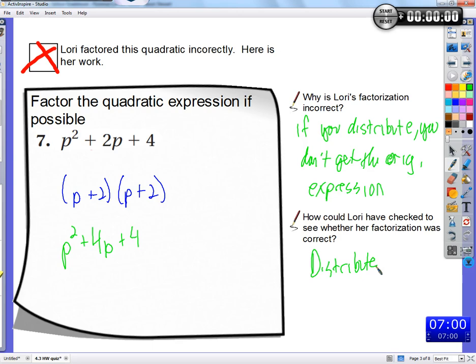How are we sure that we can't factor it? It's not factorable. We need two numbers that multiply to 4, and they can't make 2 by adding. With numbers that multiply to 4, either we've got 2 and 2 or 1 and 4. Either way, it's not going to add to 2. So, not factorable. That's it. It can't be factored.